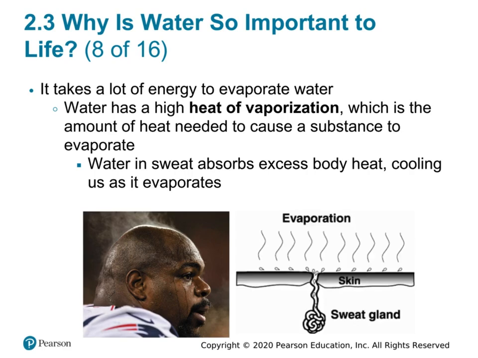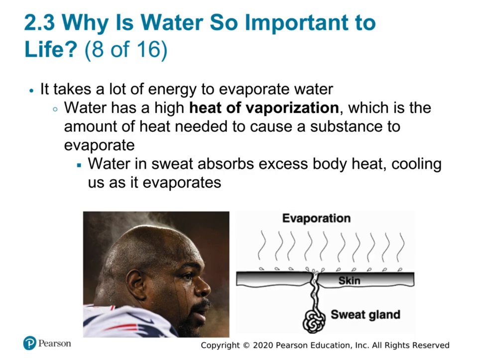What is meant by a high heat of vaporization is that it takes a lot of heat to cause water to go from a liquid state to a gaseous state. And when it does evaporate, when it goes from liquid to a gas, it takes that heat with it. So on our body, we have sweat glands. And sweat glands produce sweat, which is mostly water. On the surface of our skin, that sweat absorbs heat, and when it does finally evaporate, it takes that heat with it, cooling the skin.